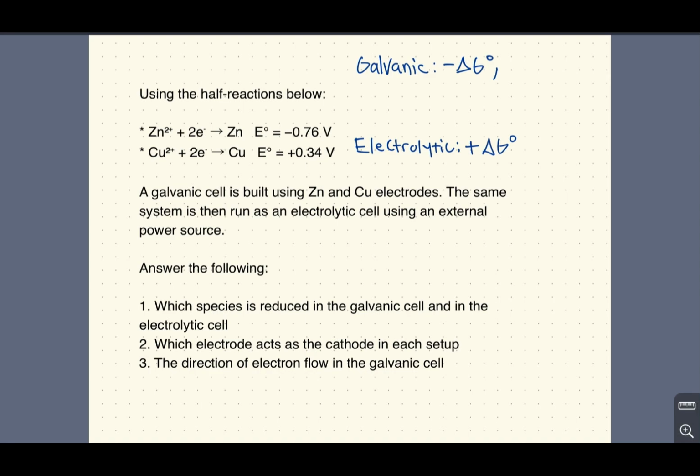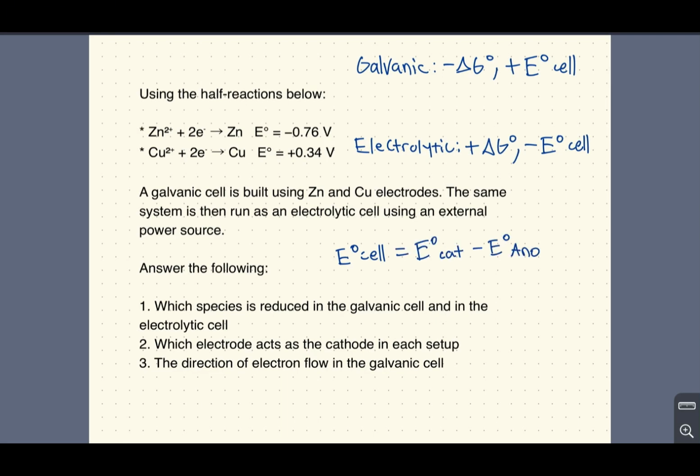Something else to note is a galvanic cell has a positive standard cell potential, also known as EMF or cell voltage, while an electrolytic cell has a negative standard cell potential. But what is a standard cell potential? The equation is the following. The cell potential equals the reduction potential of the cathode minus the reduction potential of the anode.